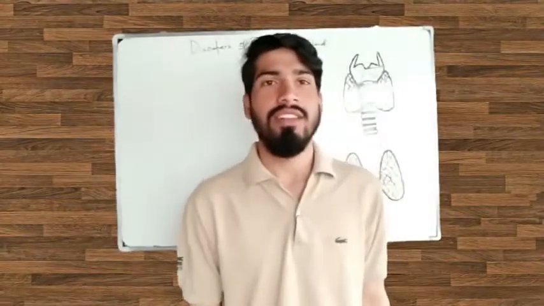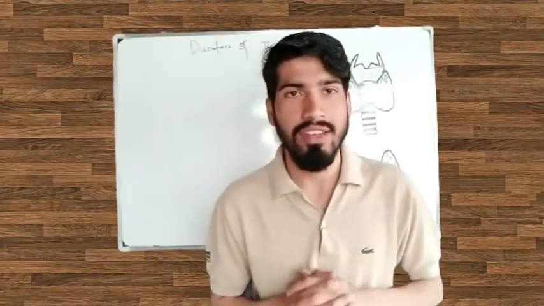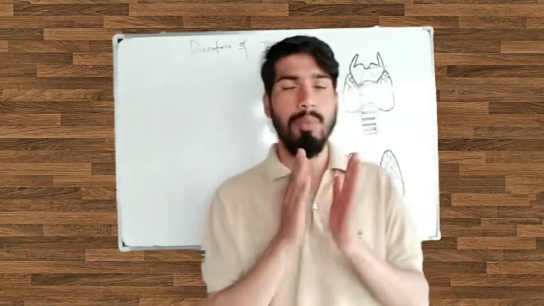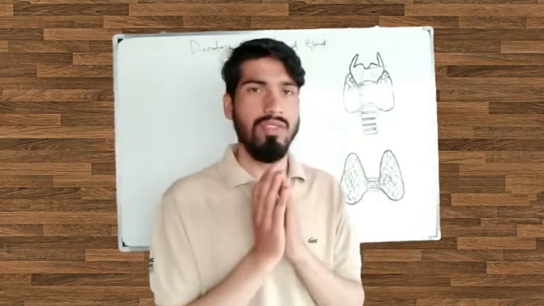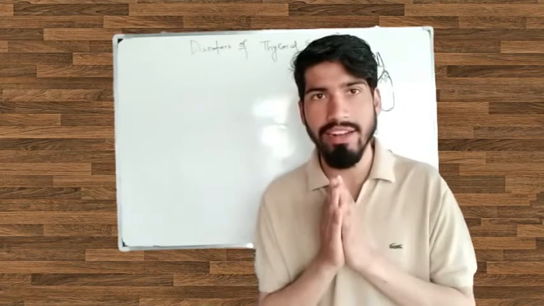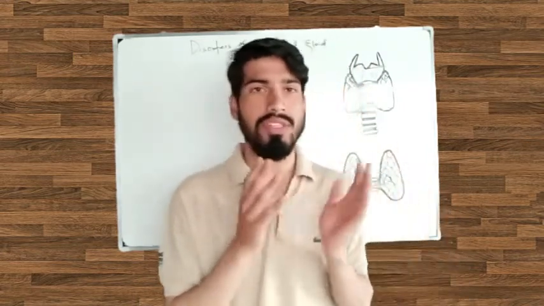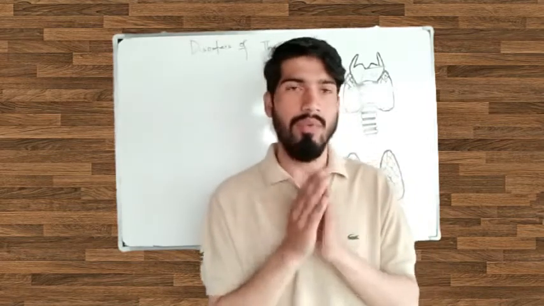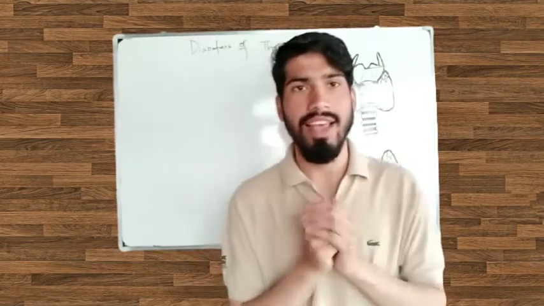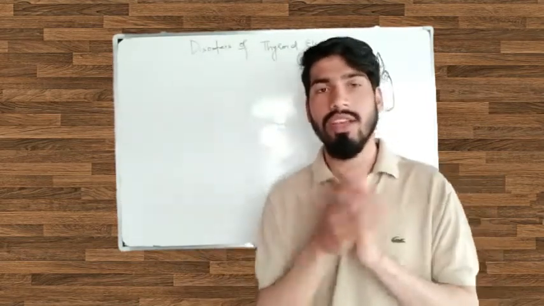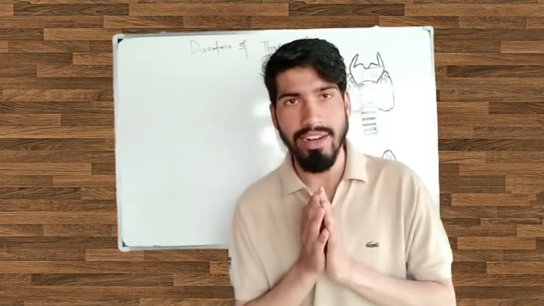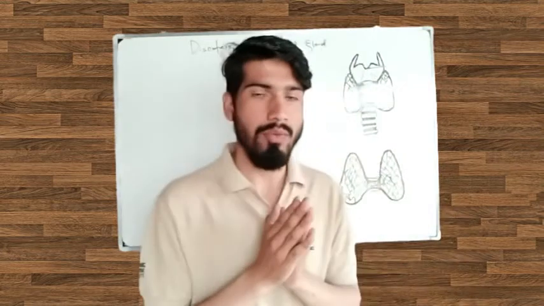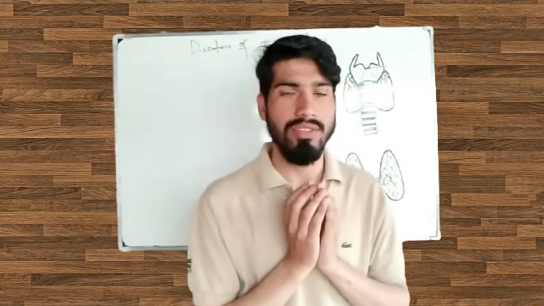Welcome guys. In this video we talk about the disorders of the thyroid gland. But before that we talk about the basic things of the thyroid gland: what is the thyroid gland and where it is located, what is the function of the thyroid gland, what type of hormones it releases, and why we need this thyroid gland. Then we talk about the disorders of the thyroid gland, that's hyperthyroidism and hypothyroidism.